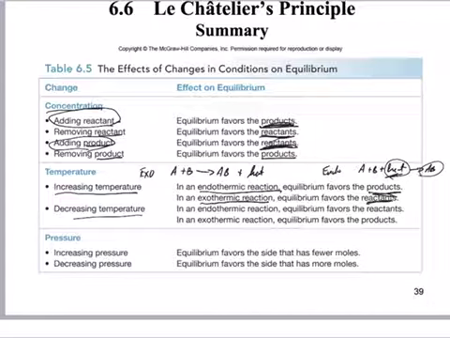If you decrease temperature for an endothermic reaction, it's going to favor the reactants. For an exothermic reaction, it favors the products. And pressure, if you increase pressure, it favors the side with fewer moles. If you decrease pressure, it favors the side that has more moles.